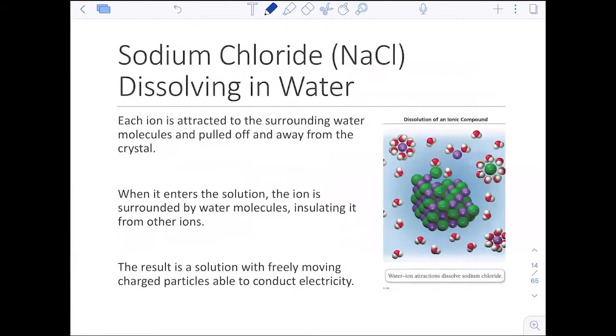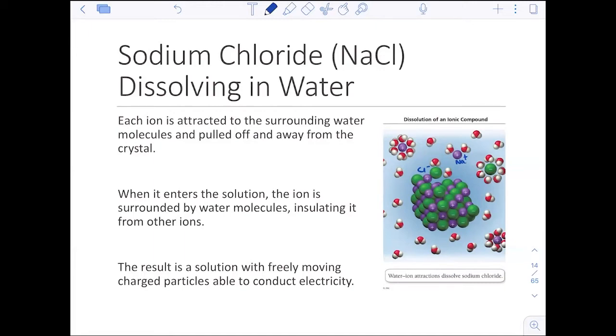So dissolving sodium chloride in water, the ions are actually attracted to the surrounding water molecules, and they can pull off away from the actual crystal lattice structure. Remember that lattice, that was the buildup, that was the driving force to form the solid compound, actually can be broken up because of these attractive forces with water. So the result is a solution with free moving charged particles, positives from the sodium, negatives from the chlorine, and they're separated. So technically, they haven't reacted. They've just separated themselves from the crystal lattice.